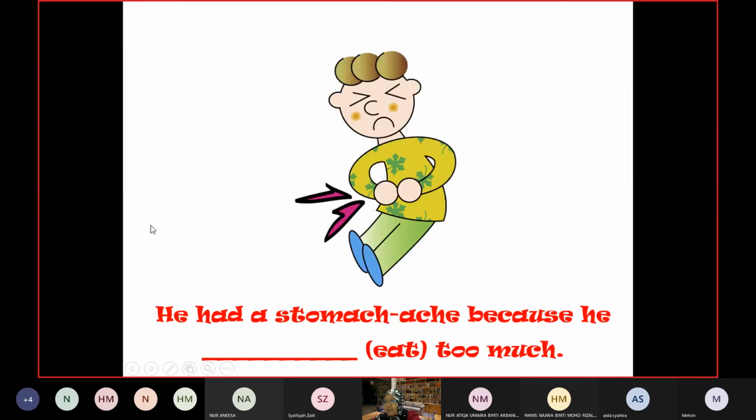All right, this one. He had been eating. No. Bukan had been eating. Dia tak ada jangka masa pun kat situ. Too much tu bukan jangka masa, tu quantity. He had, what is past participle? He had ate? Ya ke? Apa past participle untuk eat? Eaten. Yes, very good. He had eaten too much.